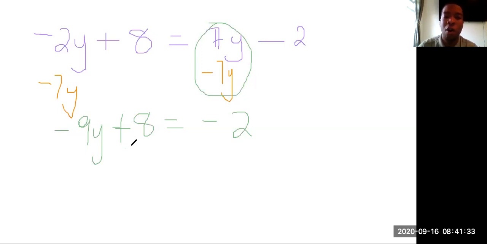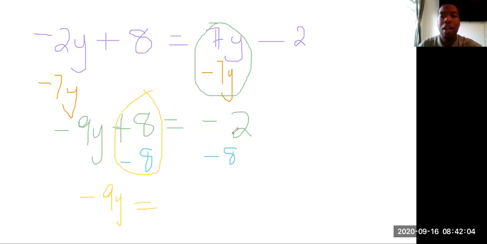All right. So now we need to get this 8 on that side. Since it's a plus 8, I'm going to do a negative 8, the additive inverse. And whatever I do on one side, sure enough, got to do it on the other side. Right here, we know that the additive inverse is always equal to 0. So 8 minus 8 is 0. So we're left with minus 9y is equal to negative 2 minus 8, which is negative 10.